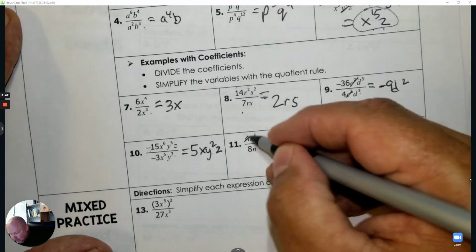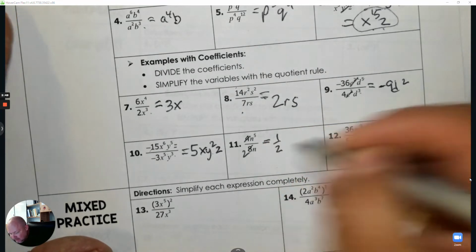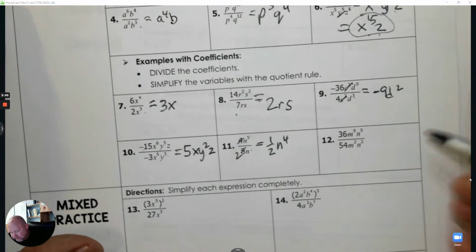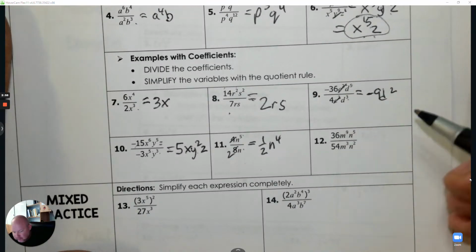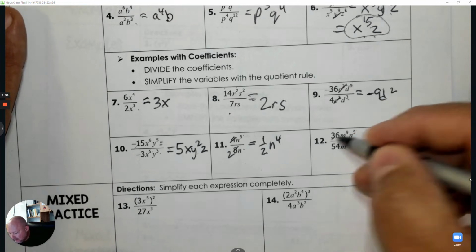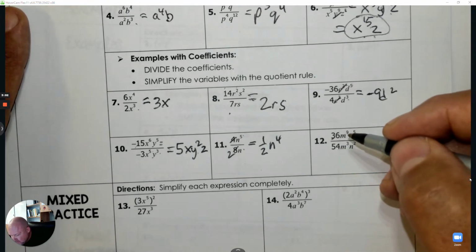All right. 4 goes into 8 twice. So this is really 1/2. And then 5 take away 1 is n to the 4. Oh, reduce it down. What's the number that goes into both evenly? So the biggest number is 9. Is it? I think it's 9.